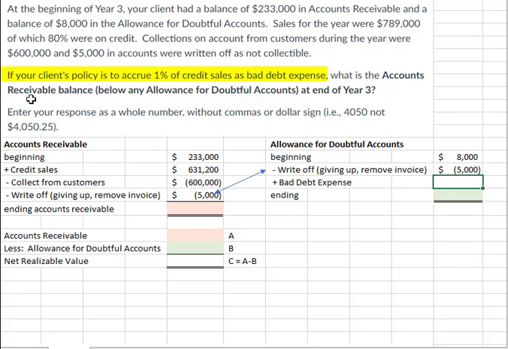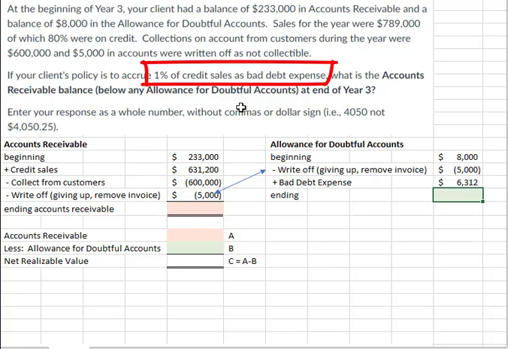Okay, so we've populated with the data that they gave us. Now, what's their policy? If your client's policy is to accrue, that is to record, 1% of credit sales as bad debt, okay, so let's do that. Bad debt's going to be 1%. Here's credit sales times 0.01 for the 1%. So there's the bad debt expense using the percent of sales method. Wouldn't do it like that if it was the percent of receivables method. But here their policy is 1% of credit sales. That's a percent of sales method.